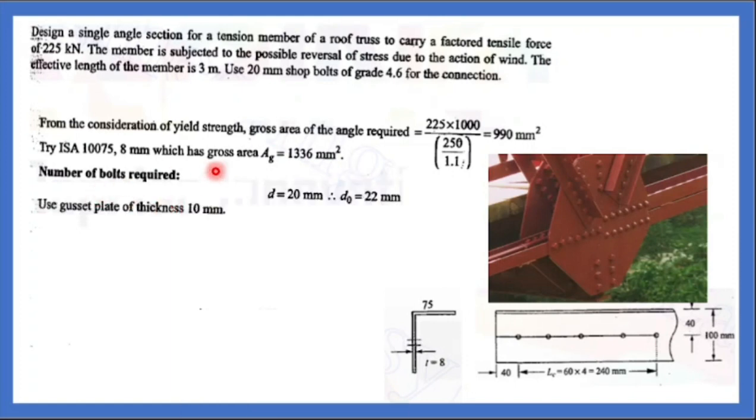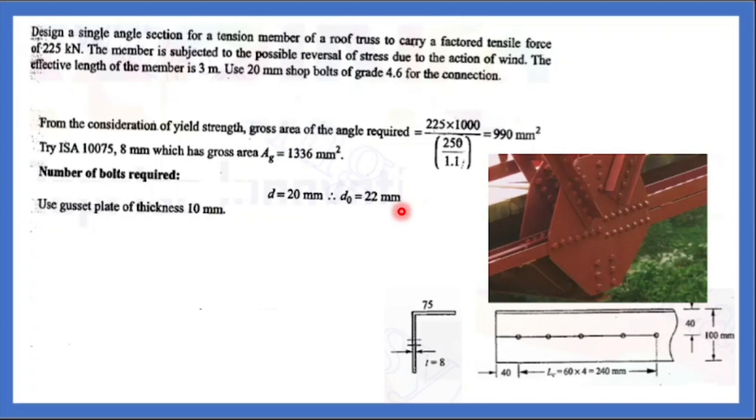Now, when designing the bolt, what is the diameter of the bolt they have given? 20 mm, and the diameter of the hole will be 22 mm. Now you have selected an angle section. How many bolts are required, you have to find. Now, can you recollect the connection?